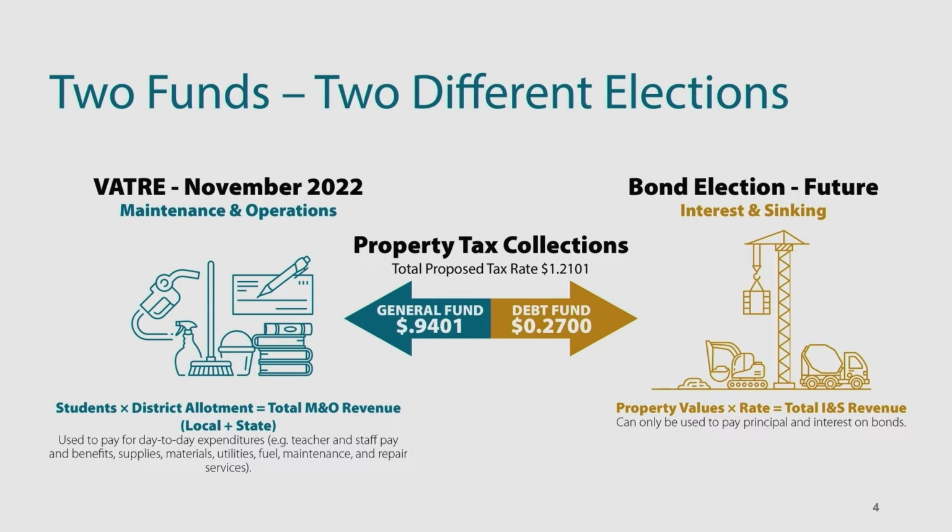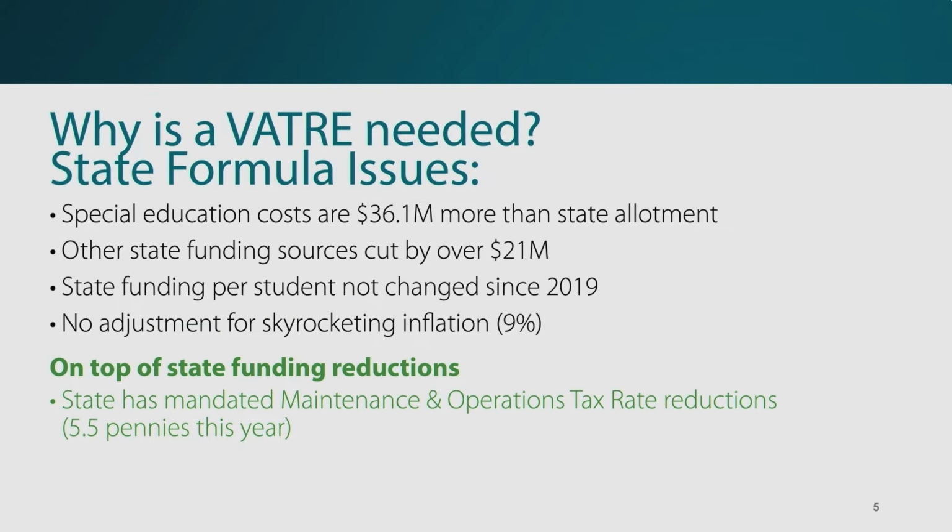On this slide, everyone is familiar with the right-hand side, bonds. We've had lots of bonds in the history of Fort Bend ISD due to the amazing growth over the last decades. But what we're not as familiar with is the left-hand side, and that's the VATRE, and that's where we're talking about the general fund and how that affects our proposed tax rate. So what is it needed for?